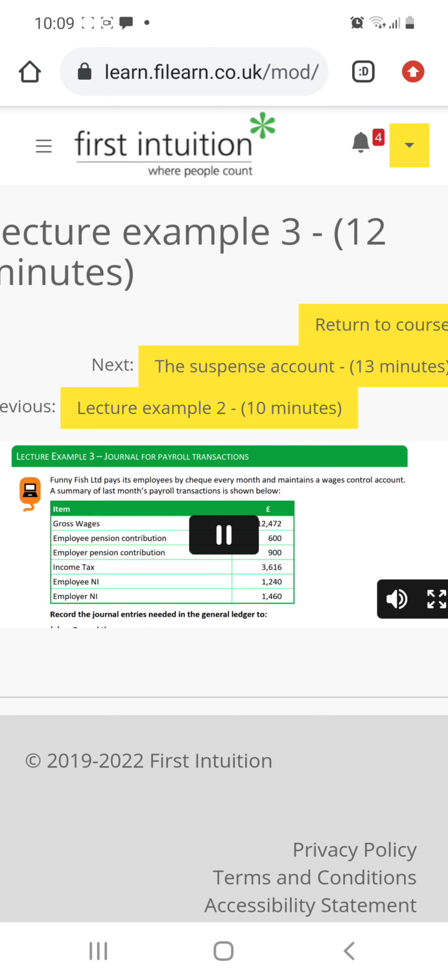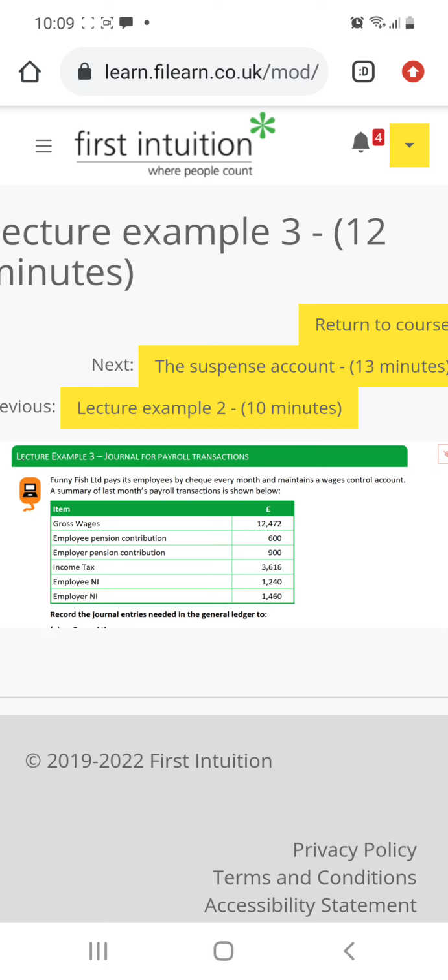Let's now have a look at another lecture example just to see how this works. Similar thing as before. You may be quite happy to look at this yourself, and if you are, fantastic, crack on. But if not, watch me go through it, not an issue. So, Funny Fish Limited pays its employees by cheque every month and maintains a wages control account. A summary of last month's payroll transactions is below.